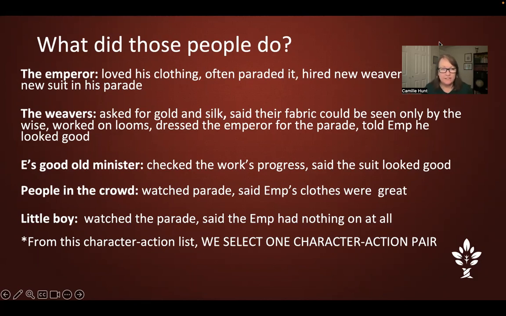But if we want to write, we'll look at this character action list and select one character action pair. I selected the emperor, and I was wondering whether he should have worn his new suit in the parade. Looked like he had some doubts.